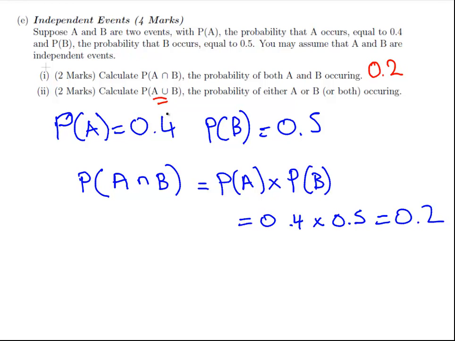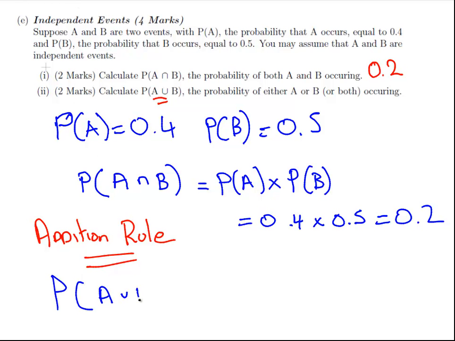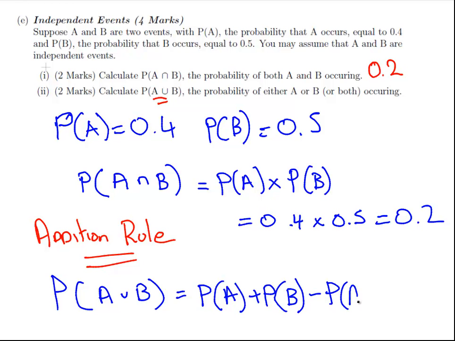A union B, that A or B or both occur. Now, this is the addition rule we use here. The addition rule is probability of A union B equals the probability of A plus the probability of B minus the probability of A intersection B.